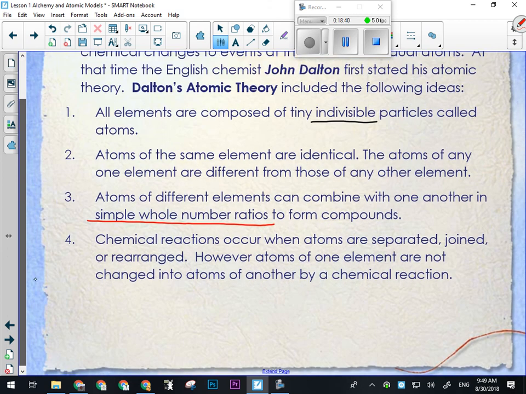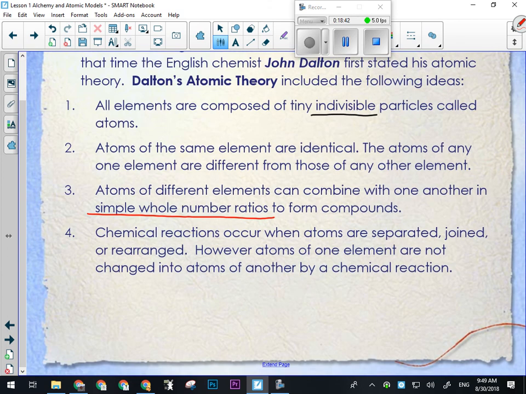And then the fourth one talked again about what happened in a chemical reaction. So this is supporting point number 3. Chemical reactions occur when atoms are separated. So if I was to pull the hydrogen and the oxygen in water apart, that would be a decomposition reaction because I'd be breaking down a compound. Or they're joined. If I was to put two things together and they reacted with each other and formed a single compound, in a synthesis reaction, that would be joining atoms. Or they're just rearranged.